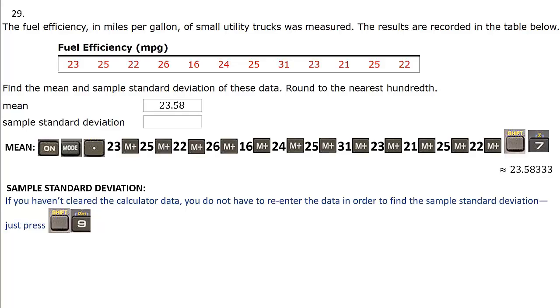Now, when you get to the sample standard deviation, you've got to do shift 9. The data is already in there. You do not have to clear and put it back in again. If the data is still in there, unless you've cleared it, all you have to do is press shift 9. Shift 9 is the key combination to get sample standard deviation. So if you press that, you get about 3.528026, and rounding to the nearest hundredth, that would be 3.53.